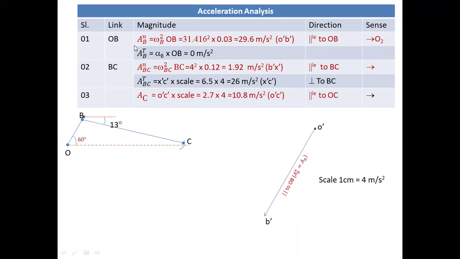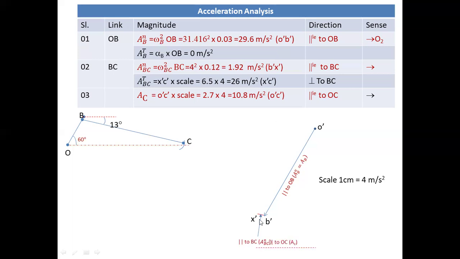So what is the value of normal acceleration? 29.6. So we can take scale 1 is to 4, that is 1 centimeter is equal to 4 meter per second square. So this line will be around 7.4 centimeter. Then next, after plotting this, we have to look at the second line. That will be the normal acceleration for BC. It is 1.92, so scale 1 is to 4 means it is around 0.5 centimeter. Just draw a line parallel to this BC.